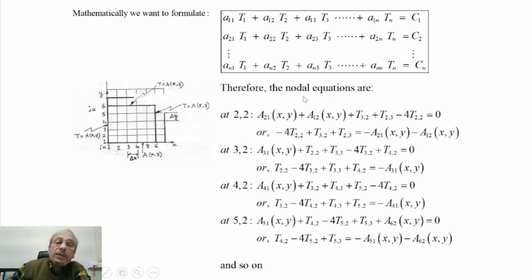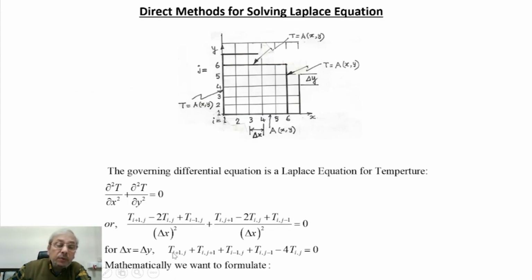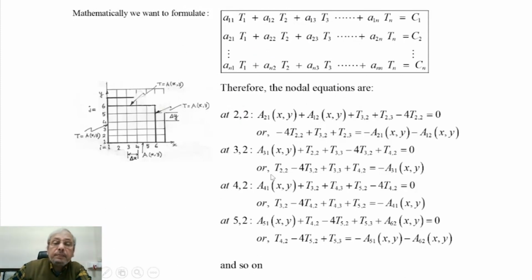As I mentioned earlier, the governing equation for each internal node will be T(i+1,j) plus T(i,j+1) plus T(i-1,j) plus T(i,j-1). That means its eastern neighbor, its northern neighbor, its western neighbor, and its southern neighbor of the point of interest. Then we will be able to form this algebraic equation for each point.